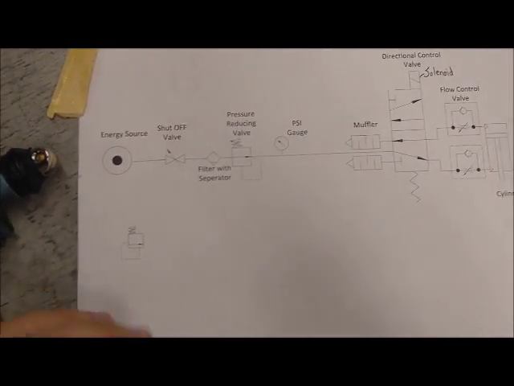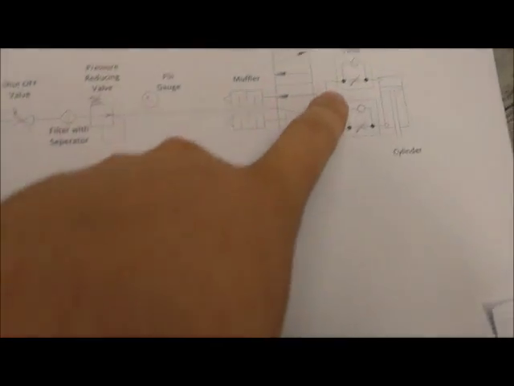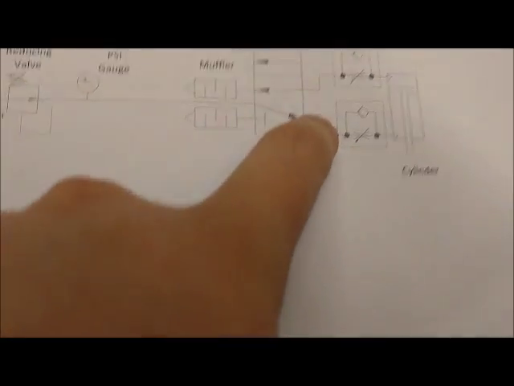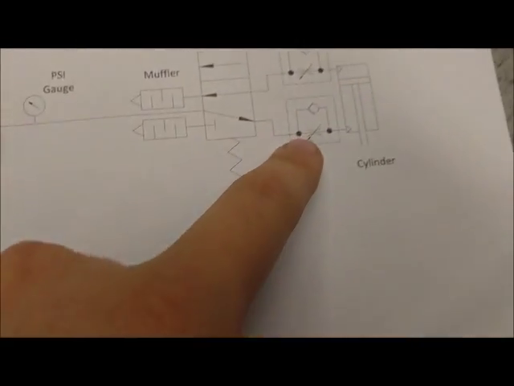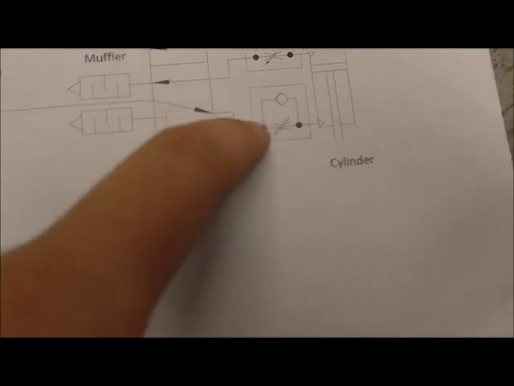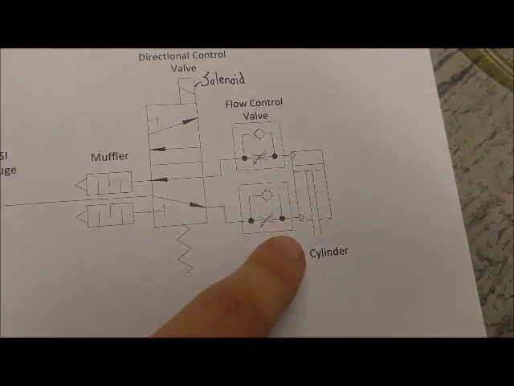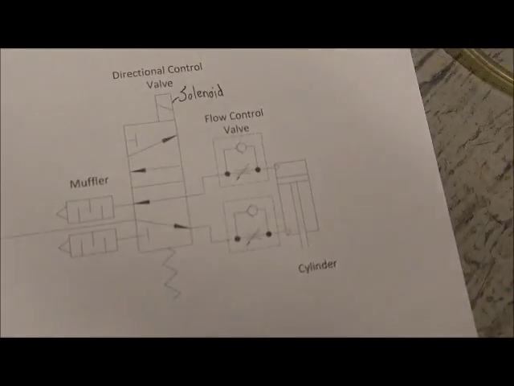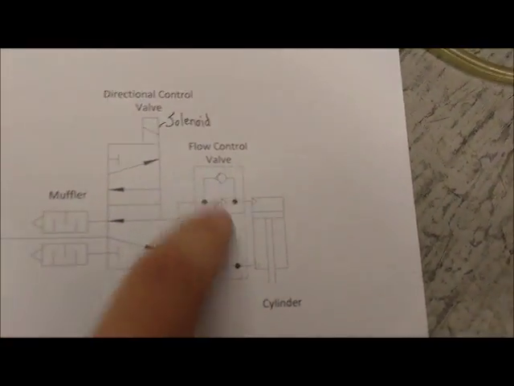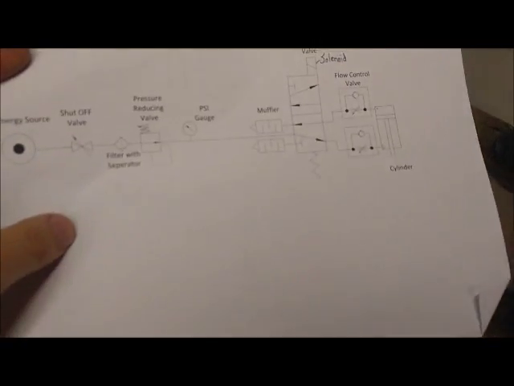Alright, this is our schematic. Everything's pretty self-explanatory. The flow control valve does need a little bit of explaining though. It's set up so it meters air coming out on both of them. So that way if the inlet valve is closed all the way down, the air can still come out of the cylinder when it retracts, and vice versa for the other one.